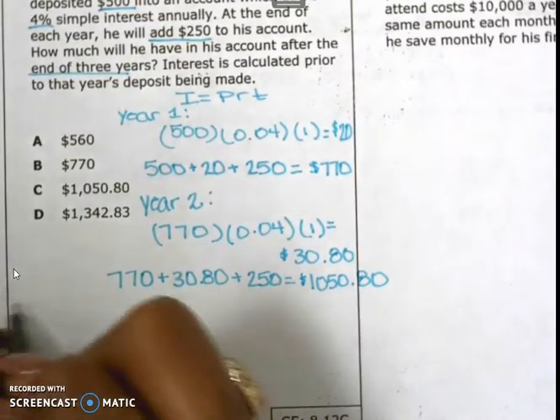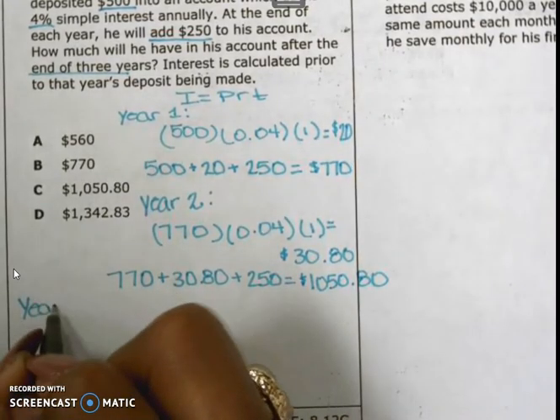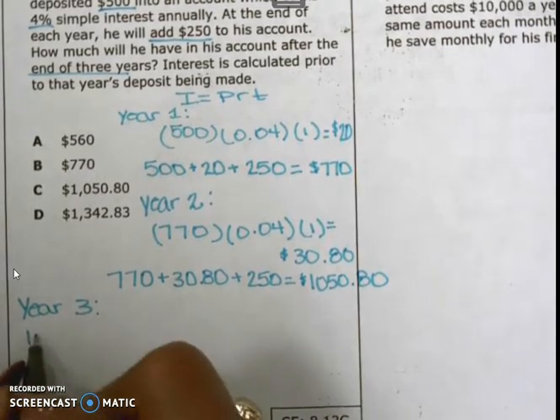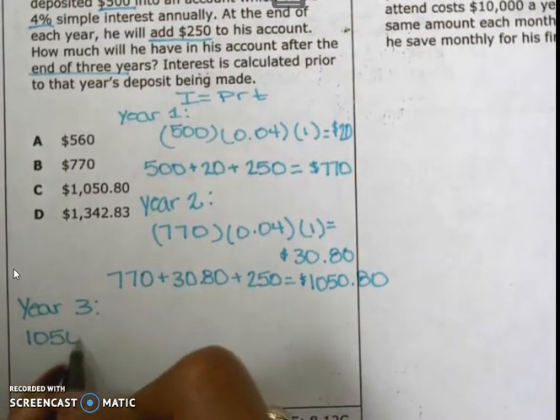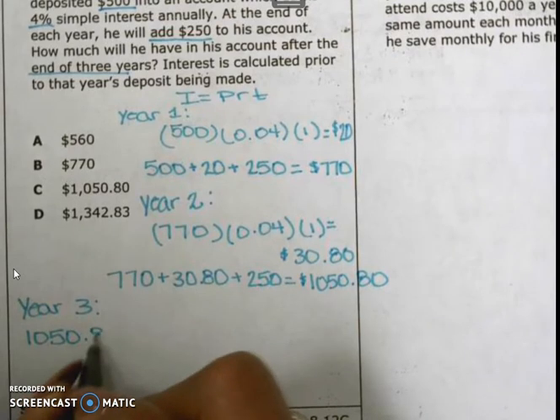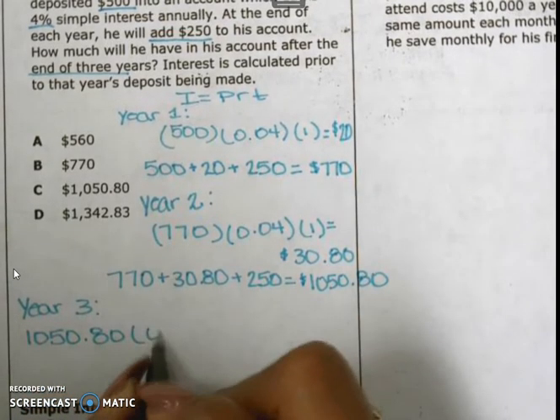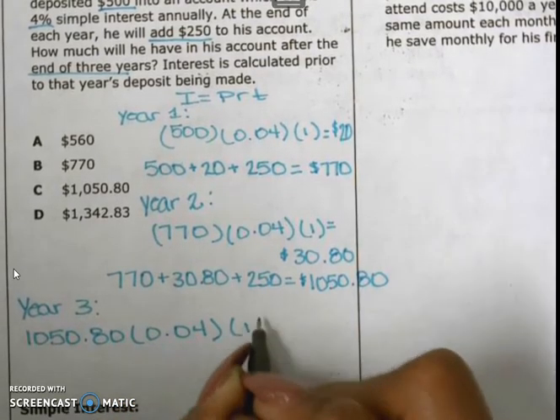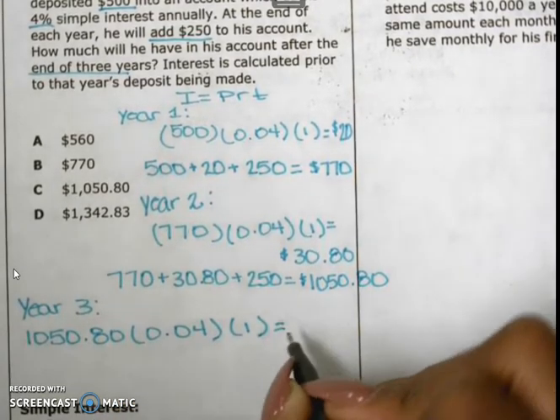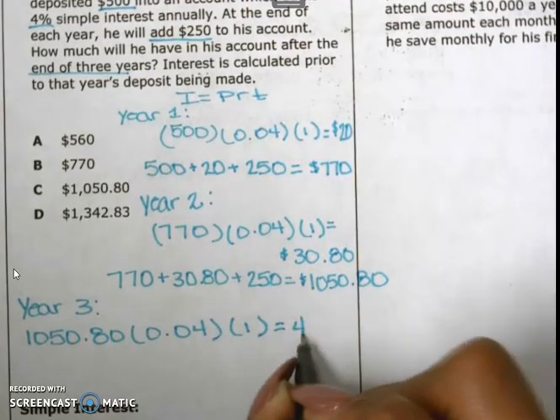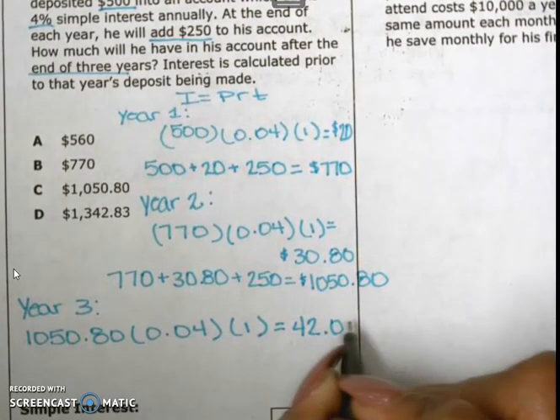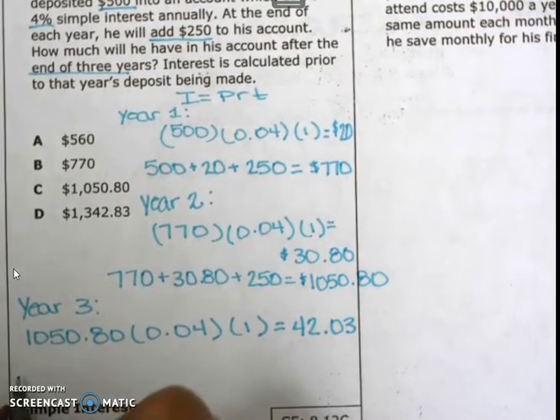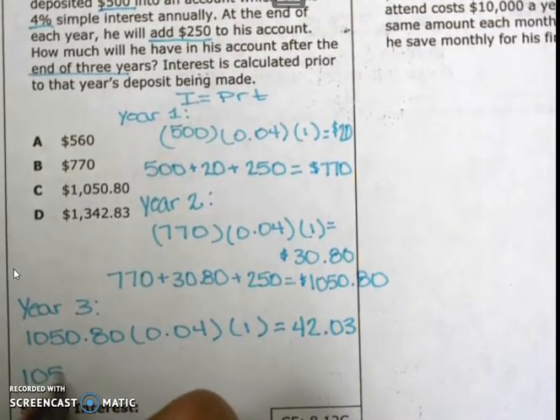So let's go on to year 3. So I begin year 3 with $1,050.80. So that's my new principal. And I have to multiply that by the 4%. And then we're only calculating 1 year of interest at a time. So then that becomes $42.03.